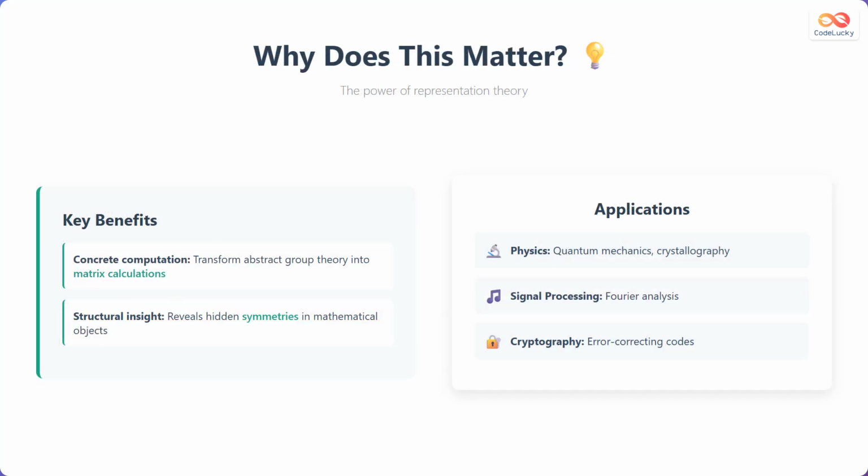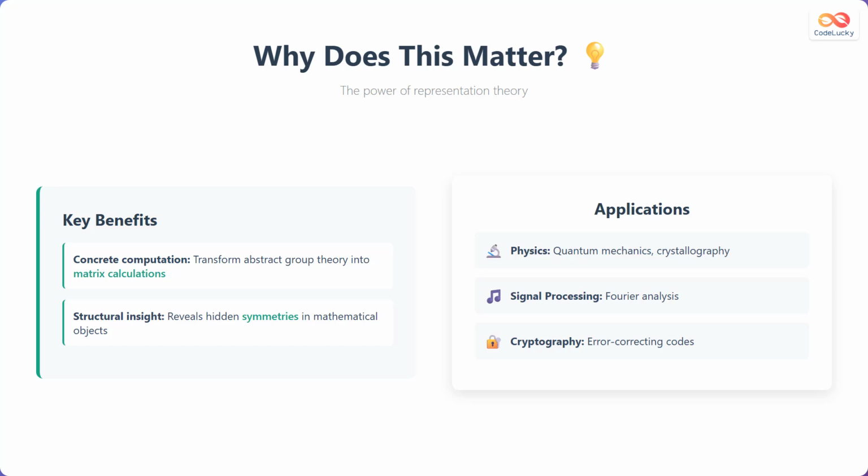So, why does representation theory matter? What are its key benefits and applications? One of the main benefits of representation theory is that it allows us to transform abstract group theory into concrete matrix calculations. This makes it easier to study the properties of groups and solve problems involving group actions. Another benefit is that representation theory provides structural insight into mathematical objects by revealing hidden symmetries.